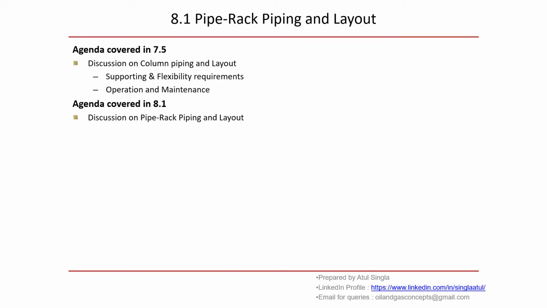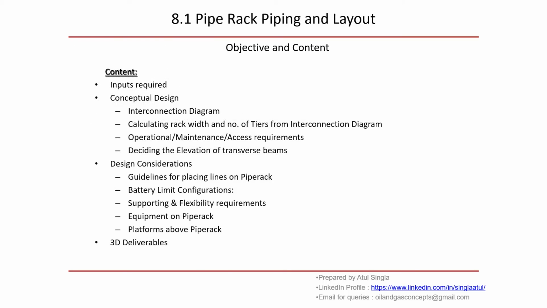So let's start with our presentation. This is the total agenda we are going to cover under this section. What are the total inputs required, conceptual design. We'll try to understand what the interconnection diagram is, how we can calculate the rack width and number of tiers, and we'll look at operational maintenance and access requirements, and how we decide the elevation of transverse beams. This will be covered in conceptual design.